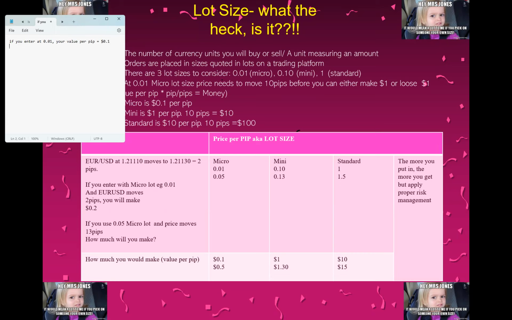So if you enter at 0.02 lot size, I should say lot size, so it's clear. If you enter at 0.02 lot size, your value would be, what would that be? 0.2. 0.2, exactly. If you enter at 0.3, Mike, what would be the value?